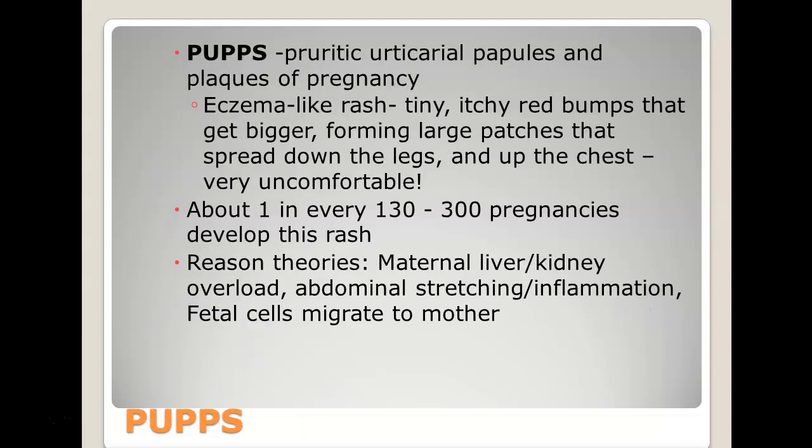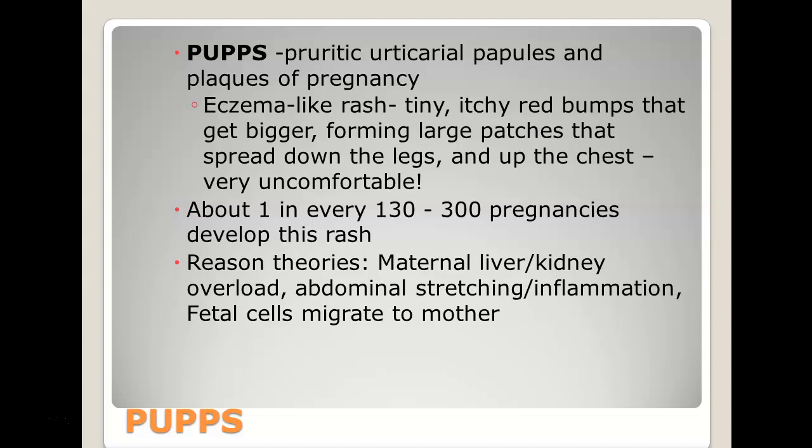So I always get this question inevitably, what is PUPPS? So I do like to put this slide up for those. PUPPS stands for Pruritic Urticarial Papules and Plaques of Pregnancy. So it's a mouthful. So this is an eczema-like rash which causes tiny itchy red bumps that get bigger and form large patches that can spread down the woman's legs and up through the chest. And it's very uncomfortable and very itchy.